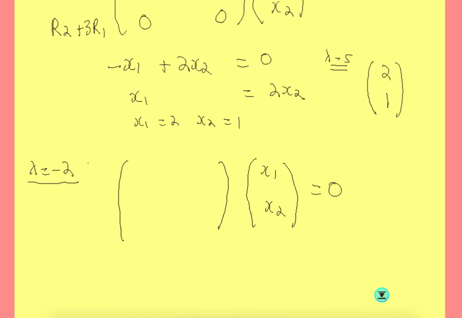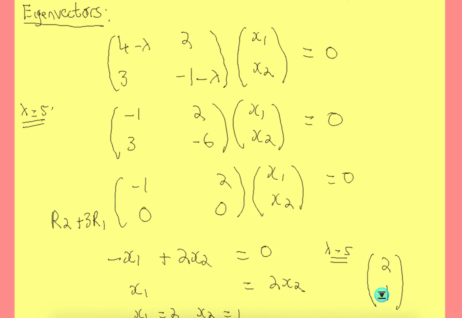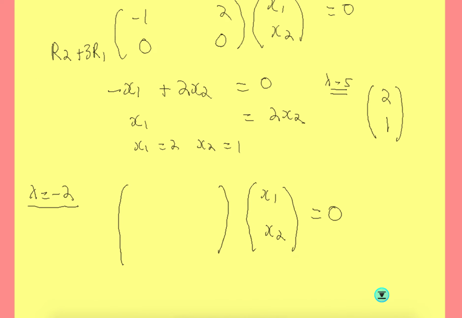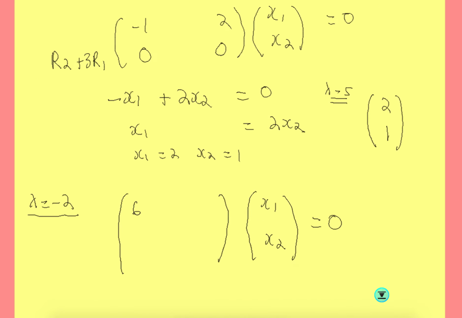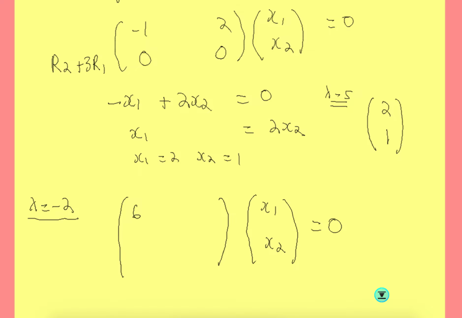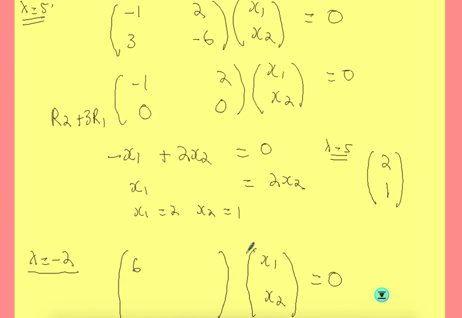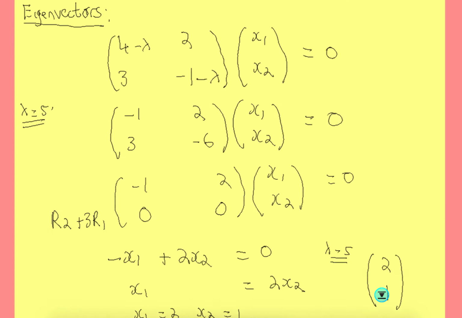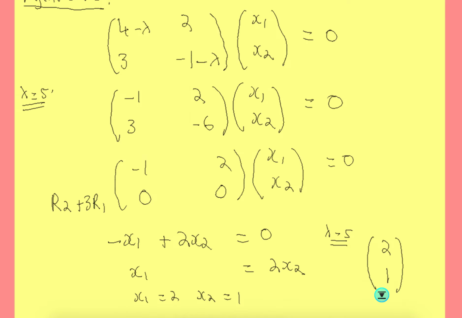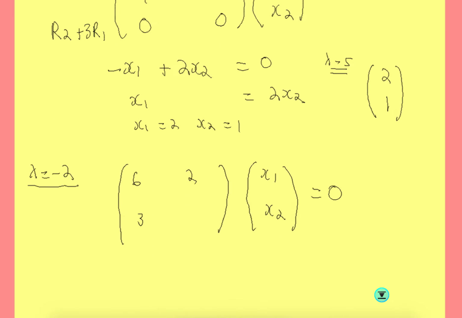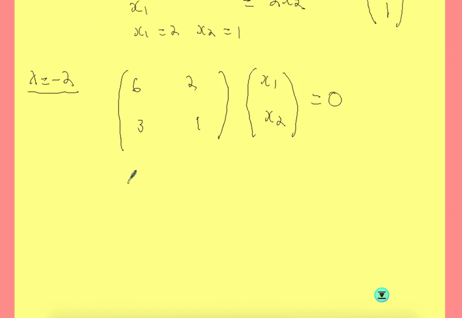Right, so 4 take away lambda is going to be 6. 2, 3, and then we've got -1 take away -2 is going to be 1. Right, so again, I need to make that a bottom element 0.